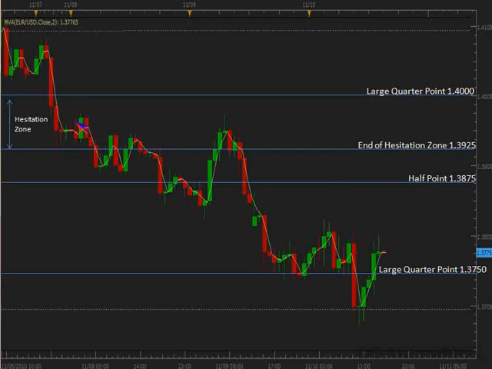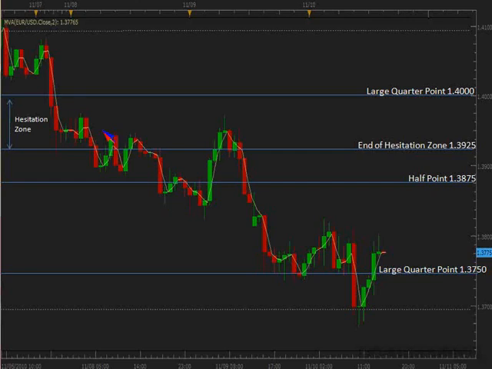And what we can anticipate, if prices enter the hesitation zone, move to the end of it, pull back, and on pullbacks remain below that large quarter point, is further advancement into the new large quarter. The next level that we can target is the half point of the quarter. That means further advancement into the quarter, beyond the end of the hesitation zone to the half point.